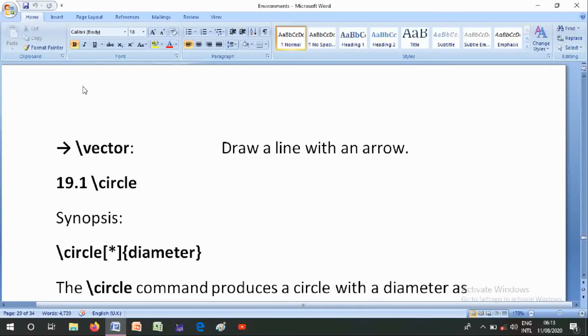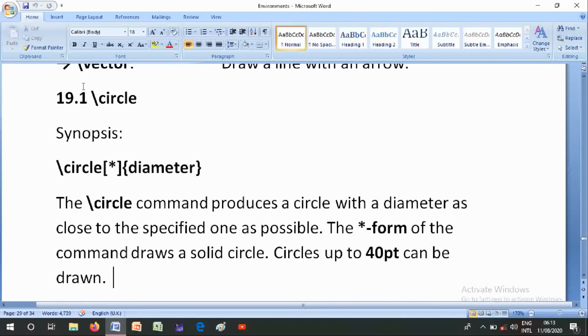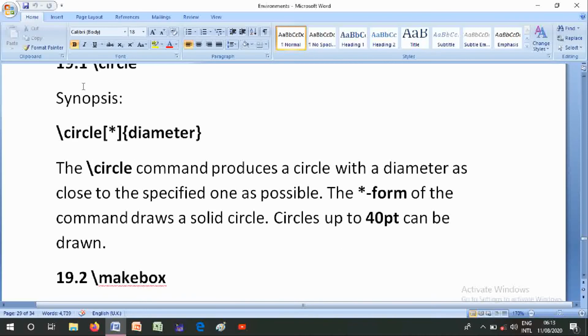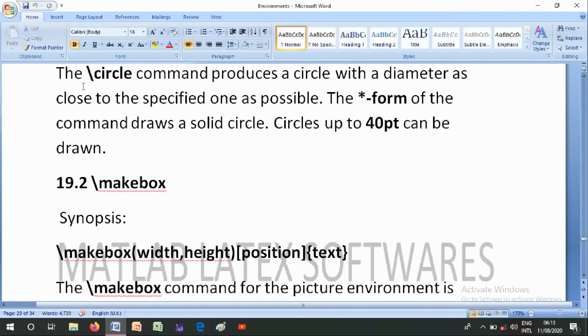Number one, circles. Its synopsis is \circle*{diameter}. The circle command produces a circle with diameter as close to the specified one as possible. The asterisk form of the command draws a solid circle. Circles up to 40 points can be drawn.